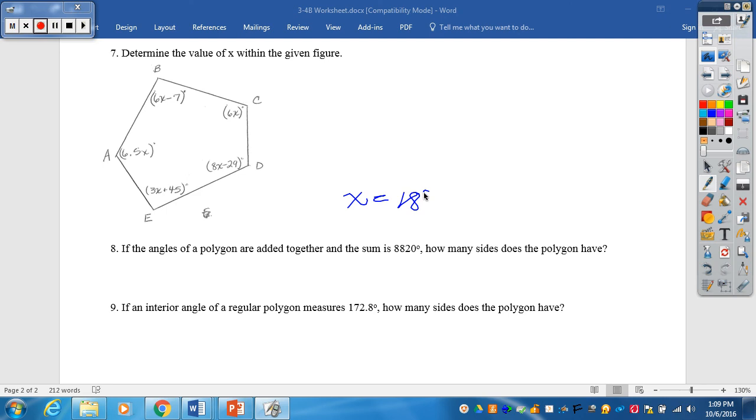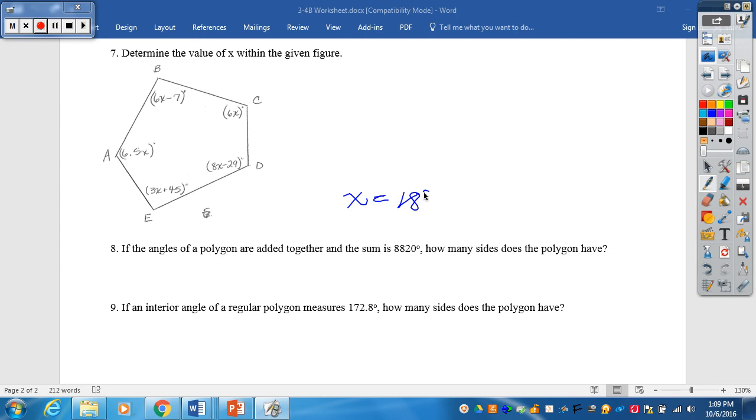For numbers 8 and 9, what you have here is two problems that deal with equations that came from that previous Word document that I just showed you, okay? So at the very beginning of this video, you had those, what was it, 4 different equations, okay? And so in this first one, it says, okay, if the sum of all the angles is 8,820, how many sides does the figure have?